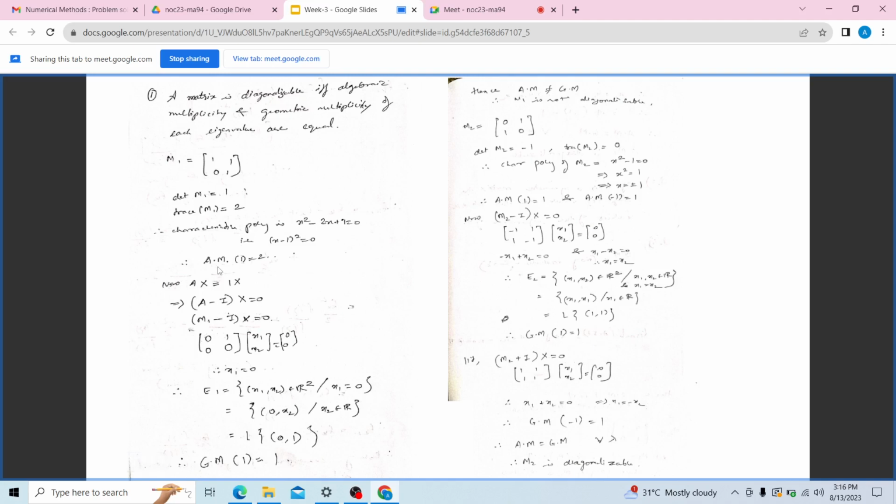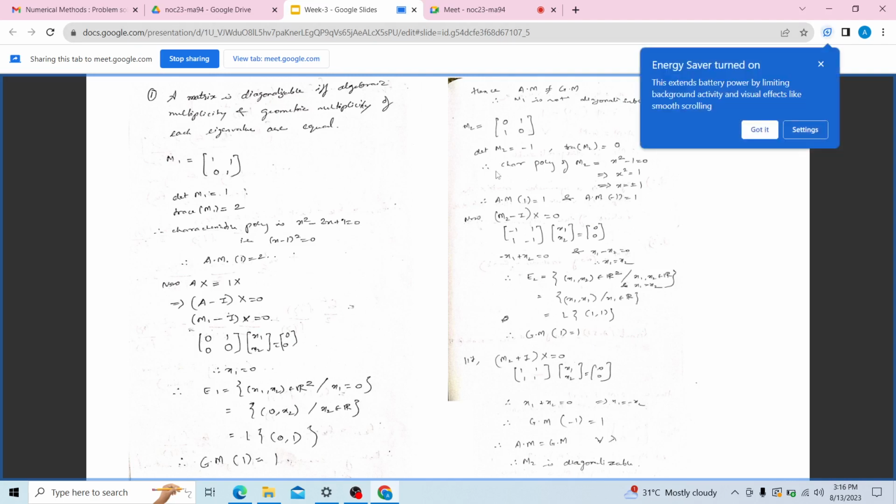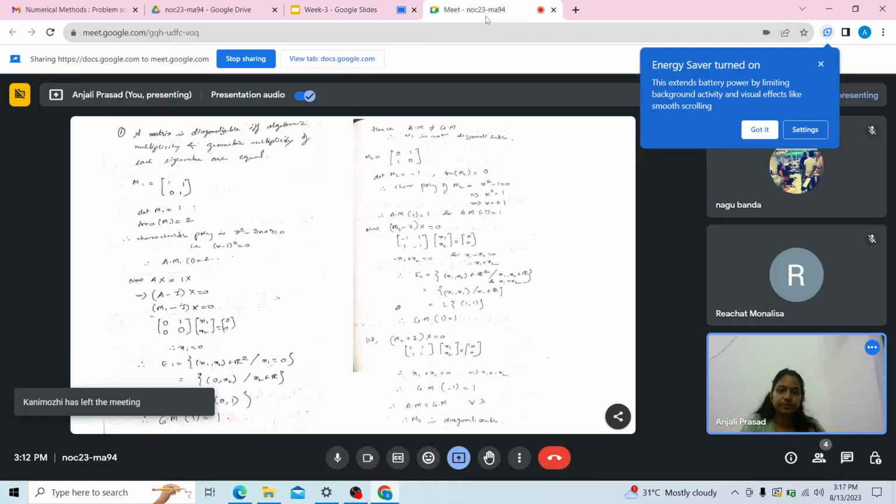Therefore, here the algebraic multiplicity of 1 was 2 and the geometric multiplicity of 1 is 1. So AM is not equal to GM. That's why this matrix M1 is not diagonalizable. Hope you are getting it. Similarly, you have to do it for matrix M2. Okay, try it.